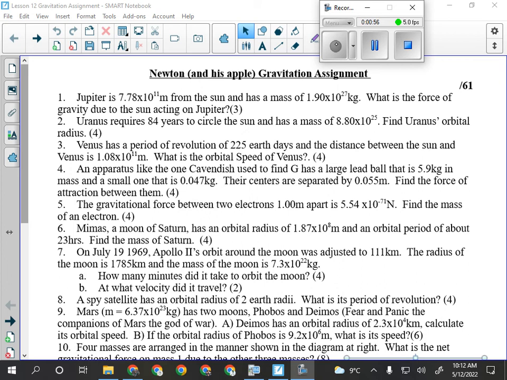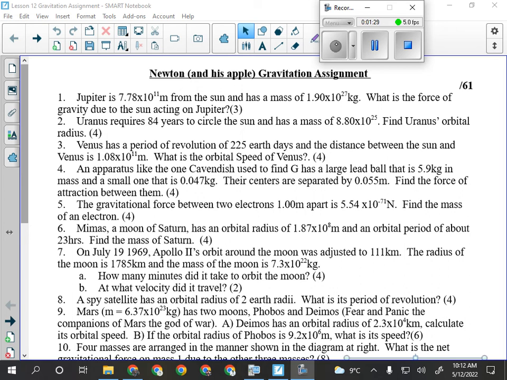certainly be important. So for question number 1, you've got Jupiter and the Sun, and you're just looking for the force of gravity due to the Sun, or maybe we should say more accurately, the mutual attractive force of gravity between both Jupiter and the Sun. For question number 2, you are given the period of Uranus, and you are told its mass, and you are looking for its orbital radius.